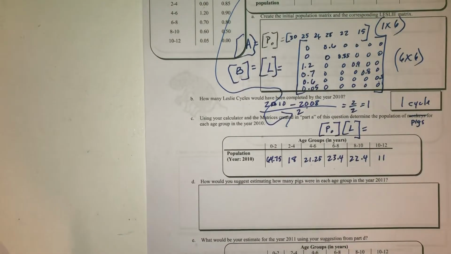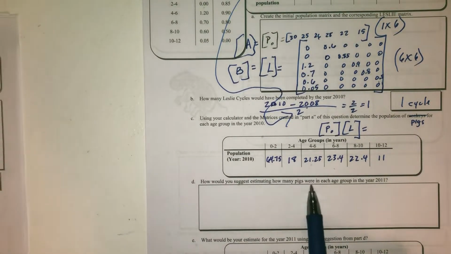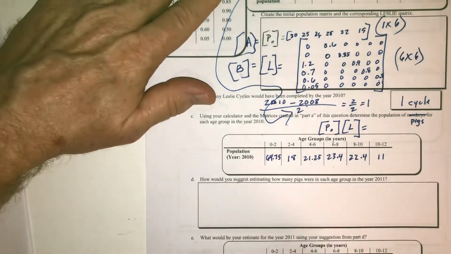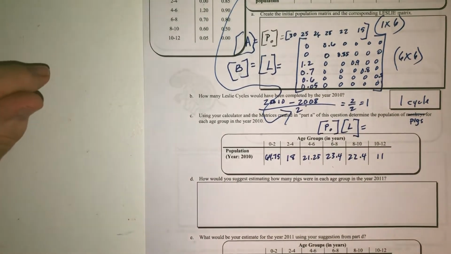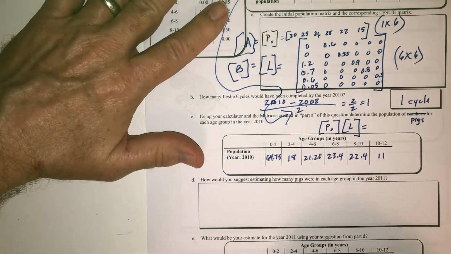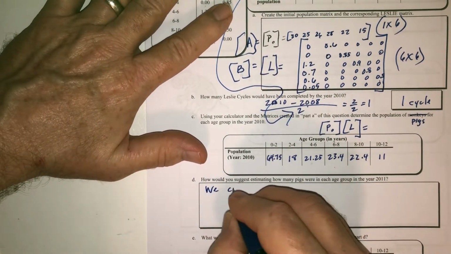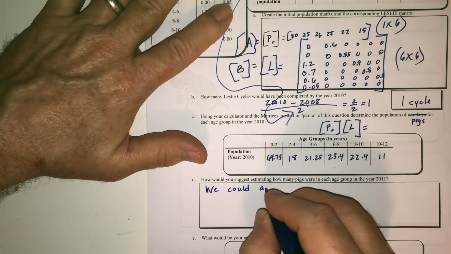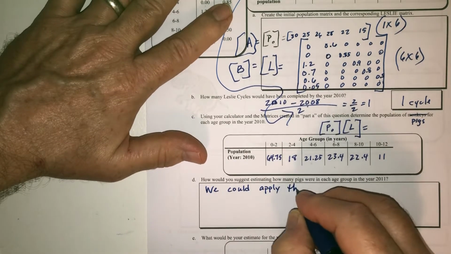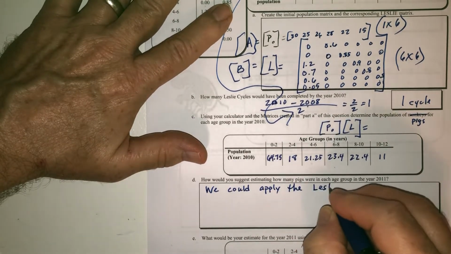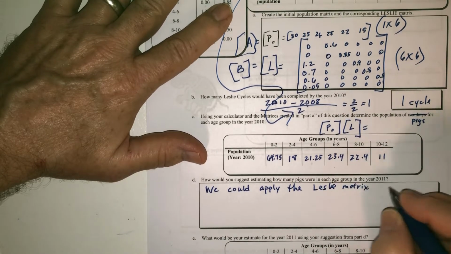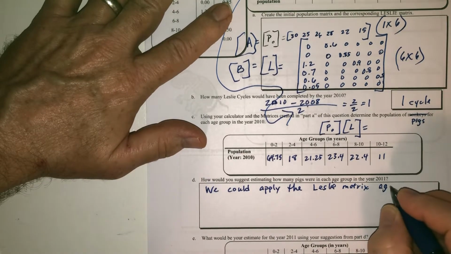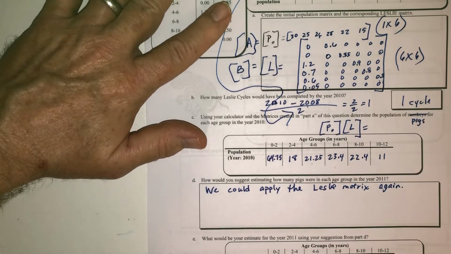Now, how would you suggest estimating how many pigs were in each age group in the year 2011? Well, we could apply that Leslie matrix one more time, okay? All right, so we'll write that down. We could apply the Leslie matrix again. Okay, all right, that's what we could do.